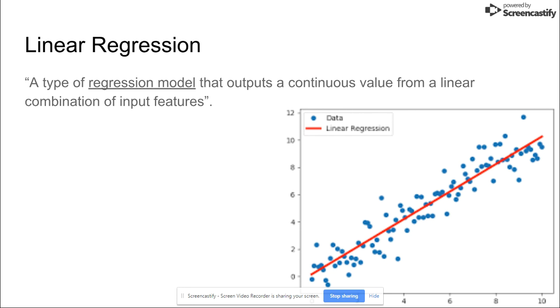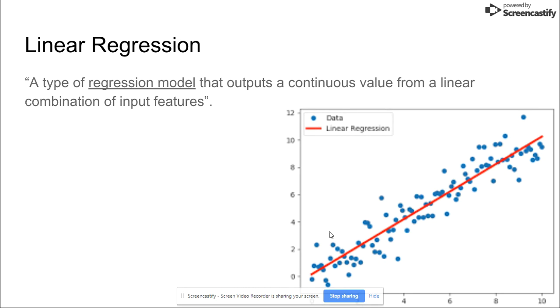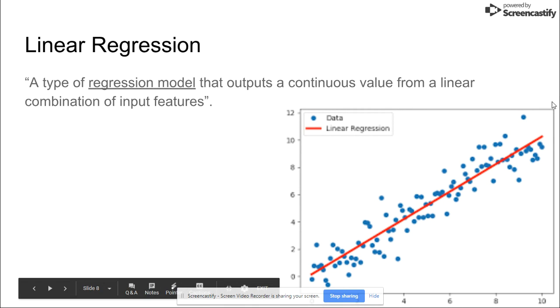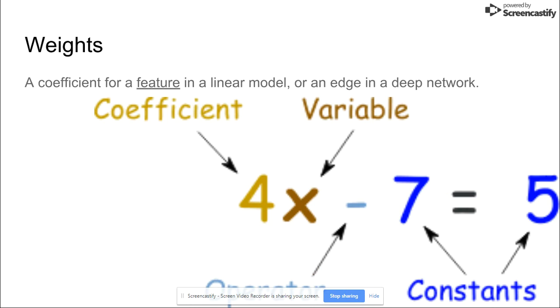Now, linear regression. It's a type of regression model that outputs a continuous value from a linear combination of input features. So say you have a bunch of input features, which is the data, all these blue dots, and then there's a regression model, and there's a couple of algorithms and implementations you can use to create a best fit line to predict values. So that's also really cool. It's not as much neural network as it is AI, but it's very important, though you probably won't need it for neural networks, but it's good to know this.